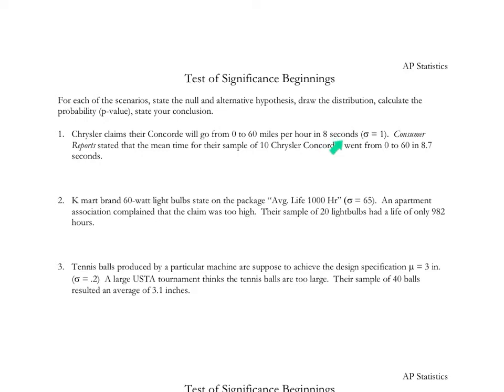So the point I'm trying to make is 8.7 seconds is worse than 8 seconds. Because if the engine is better, that means it can go from 0 to 60 in a lesser amount of time. It can get there faster. So when Consumer Reports magazine did their test, they tested 10 cars, and it took them an average of 8.7 seconds to go from 0 to 60. So what's the original claim? What's the claim from the company?